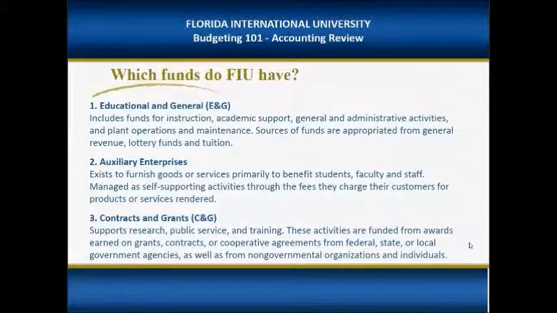Our third category is contracts and grants. Contracts and grants support research, public service, and training. And the funding sources here come from awards that we earn on grants, contracts, other types of agreements from federal, state, or local governmental agencies. This is mostly our research efforts. We can also receive funds from corporations and individuals as well for research. These are also highly restricted funds.